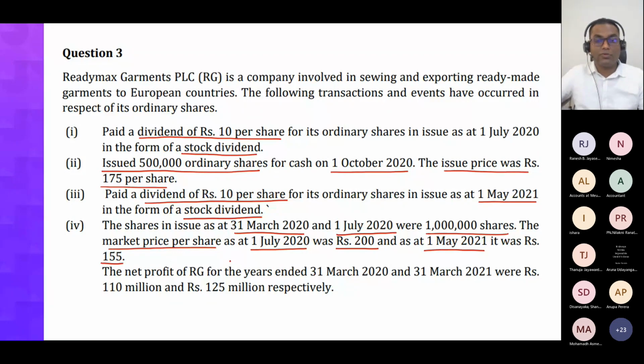At the 2 dates where the stock dividends are paid, you have been given the market price per share. Net profit of RG for the year ended 31st March 2020 and 31st March 2021 were 110 million and 125 million respectively. You have been given the net profit for the last year, the comparative year, as well as the current year.